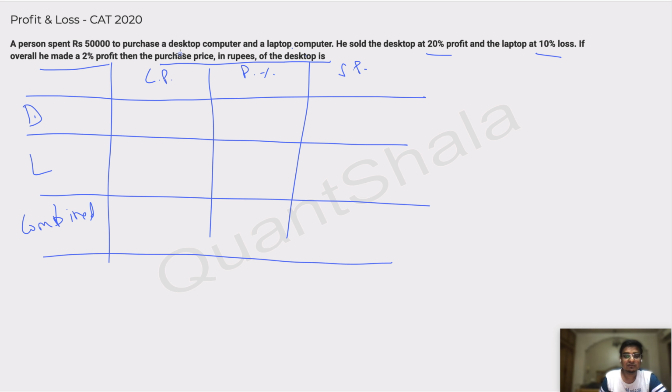What is the question asking from us? Purchase price of desktop or cost price of desktop. So this is what we're supposed to calculate. What are we given? We are given the combined cost price is 50,000. This we can note down here.